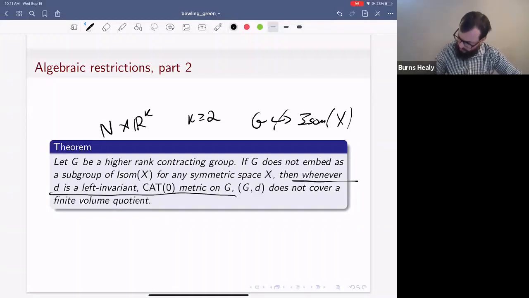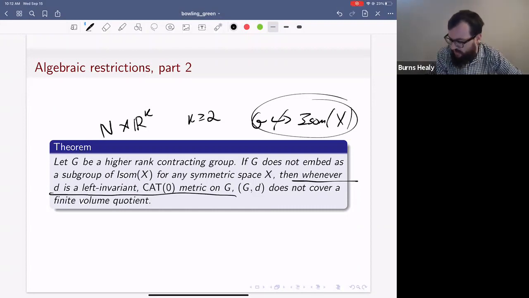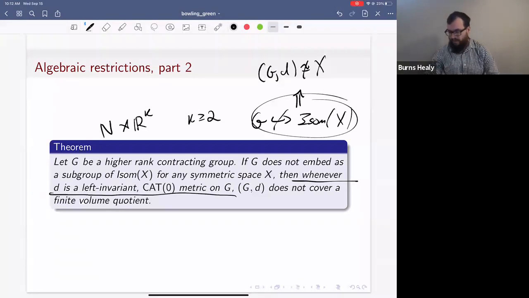And so why does this hold? Really, this just comes from the fact that the isometric action is left invariant. So if G doesn't sit as a subgroup of Isom(X) for any X, then that implies that (G, d) can never look like X, for a symmetric space X, because if it did, well, remember that the left invariant condition says that the G action on X is isometric, and therefore G would be realized as a subgroup of the isometries. So this is a purely Lie theoretic statement.